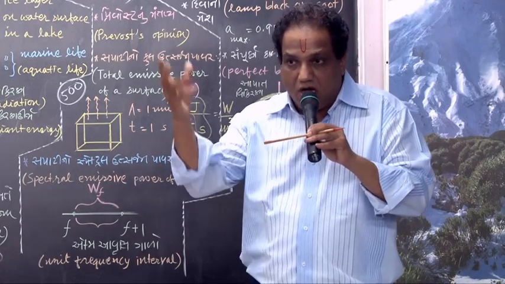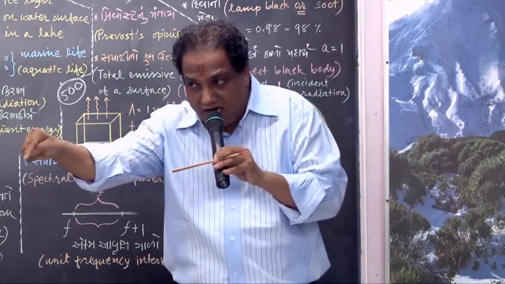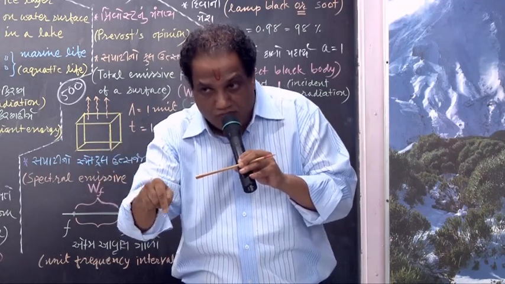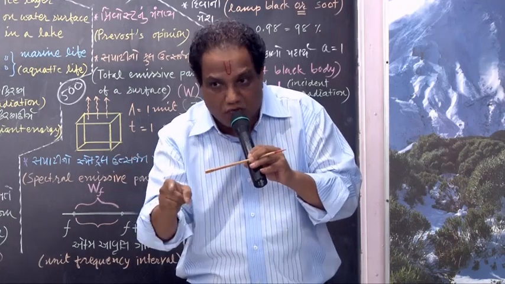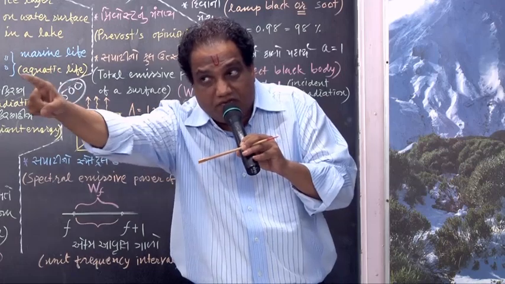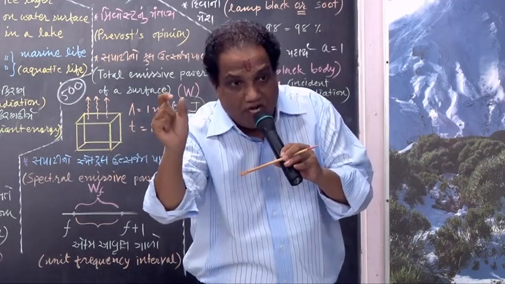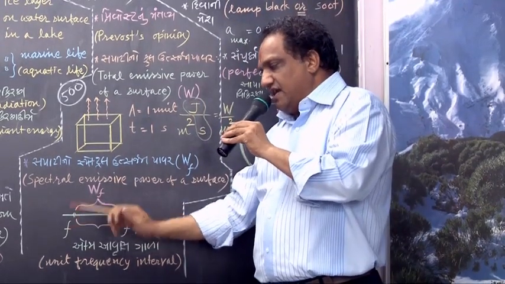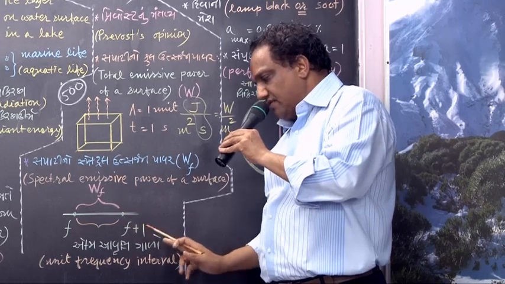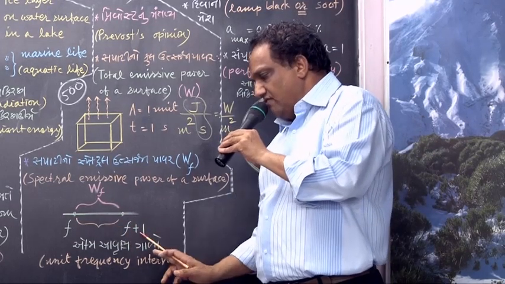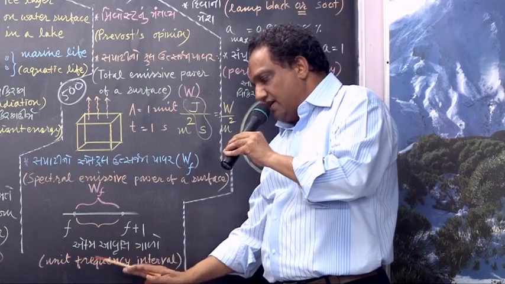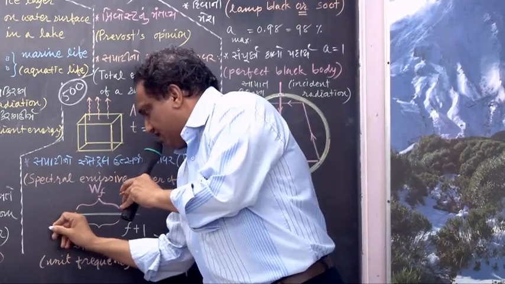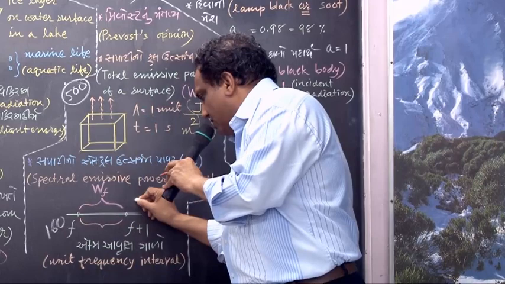How much energy has frequency between 100 and 101? How much energy has frequency between 101 and 102? How much between 102 and 103? So what I am doing is dividing the whole frequency interval into unit frequency intervals. I select a particular frequency, say f, and then take the next frequency as f plus 1. F plus 1 minus f gives you a unit frequency interval.